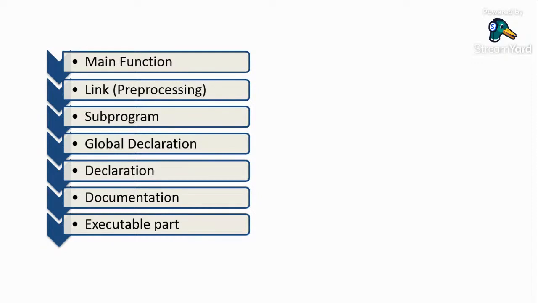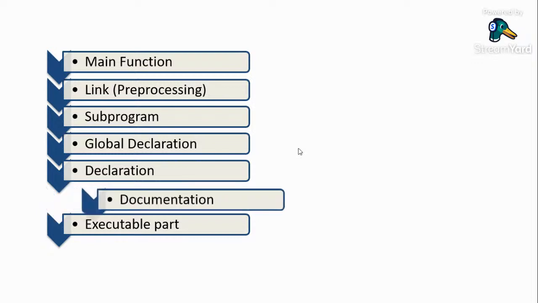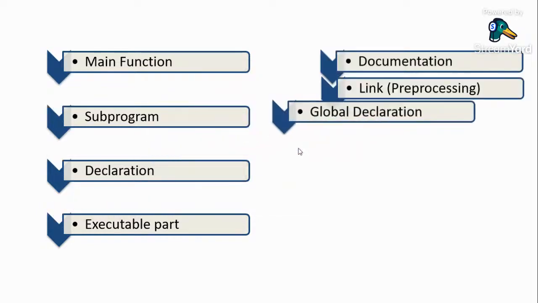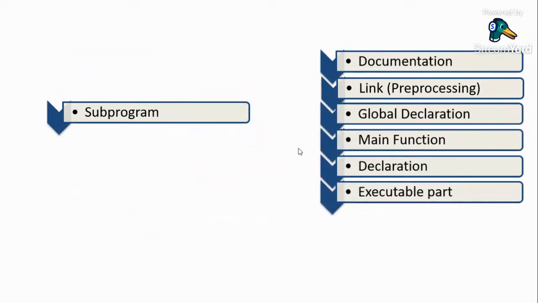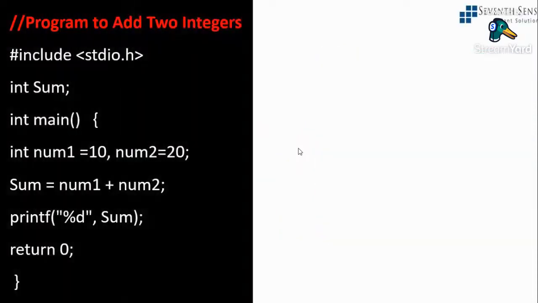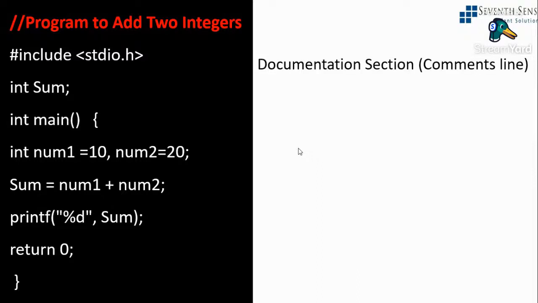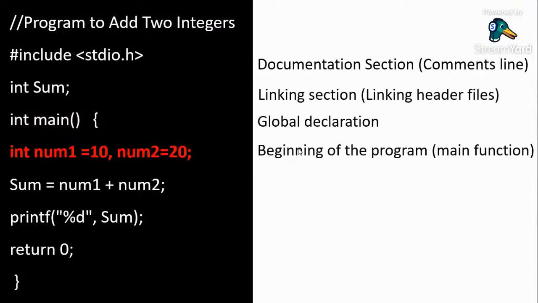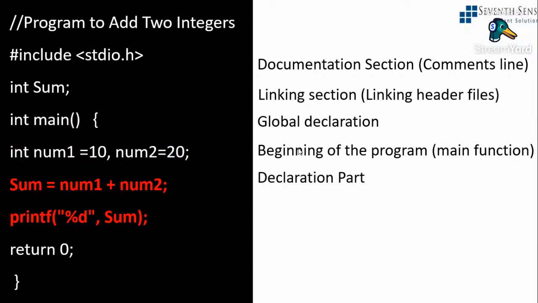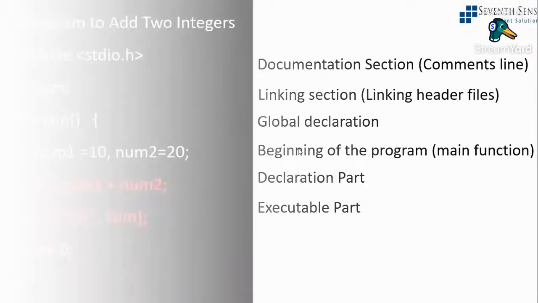Okay, multiple answers coming from Archana. Documentation would be first, then the linking process, then the global declaration, and then the main function, and the local declaration, then the executable part, and then the subprogram. So this would be the structure. If I take an example here, the first line is the documentation part, the comment line, then the linking process, then the global declaration, and then the beginning, that is the main program, then the execution part, after the local declaration. I don't have any subprogram or subfunctions. So this is how the structure would look.